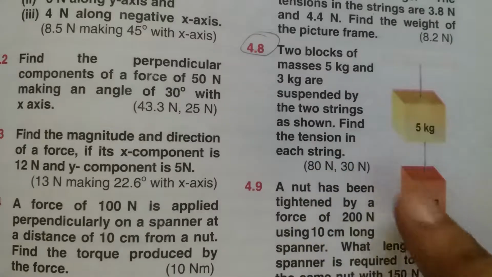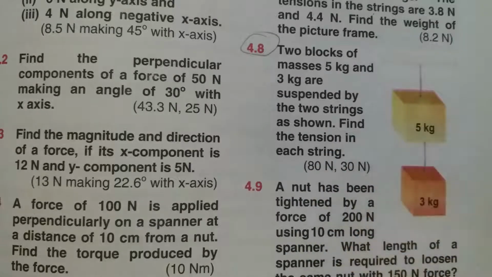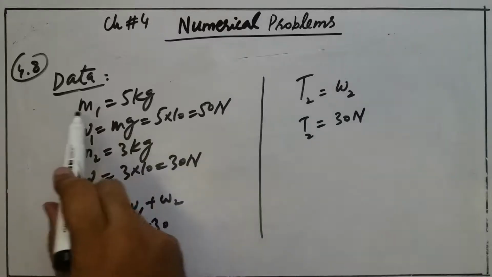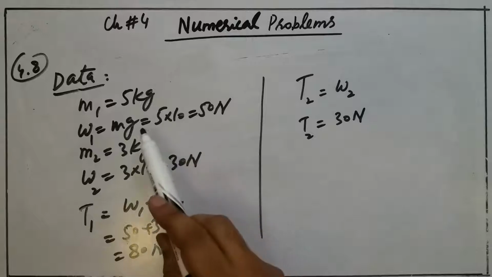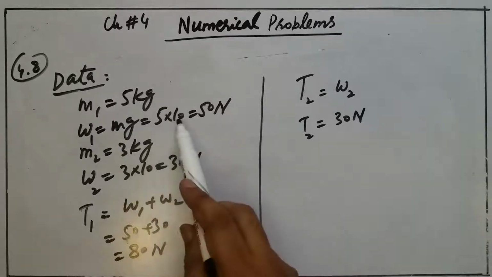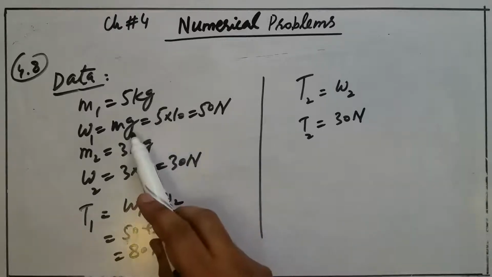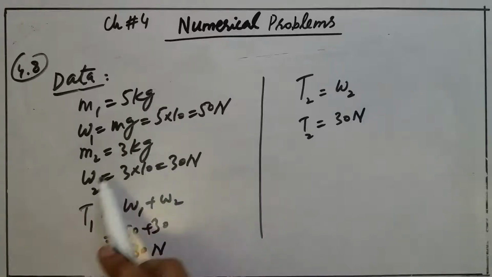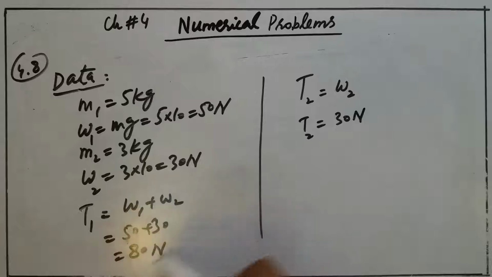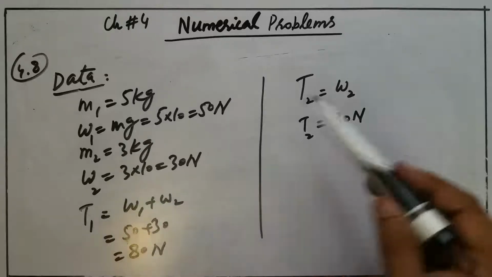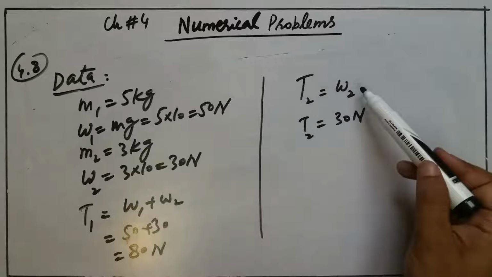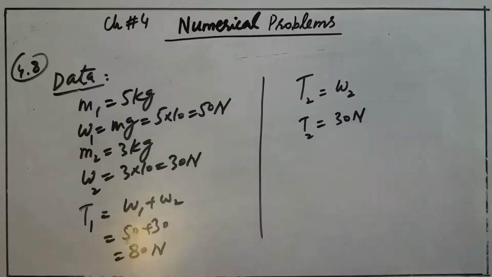So we don't need to write on the board. By the diagram we can solve it easily, but you have to solve it on paper. Here you can see, according to the data, mass 1 is 5 kg and its weight is going to be 50 Newton by multiplying it with 10, because g is going to be 10. Mass 2 is 3 kg and the weight is going to be 30 Newton. So tension 1 is equal to the sum of the two weights, and that is 80 Newton, and tension 2 is only equal to weight 2, that is 30 Newton.